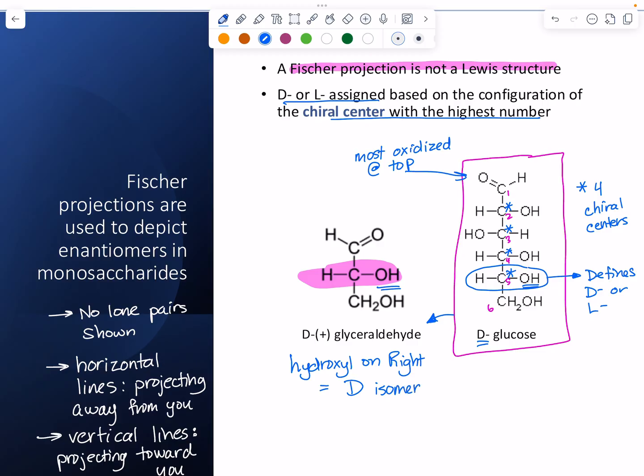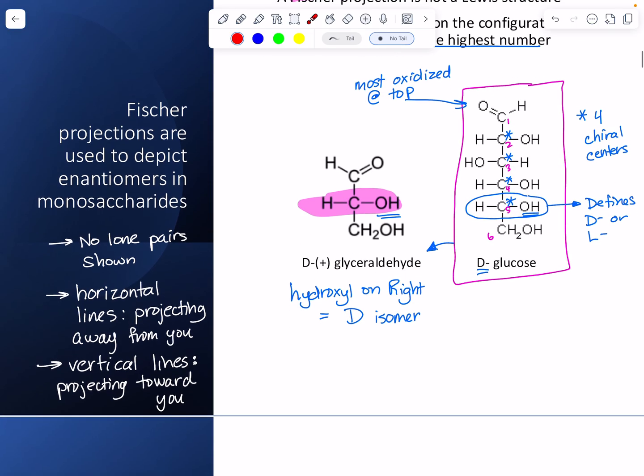So when we have more than 3 carbons, we're going to have more than one chiral center. So in the case of D-glucose, we have 4 chiral centers here. I have them numbered with their carbon number and stars next to the chiral centers. Now, it's only going to be the highest numbered chiral carbon that defines it as D or L. So this is D-glucose because the hydroxyl group is on the right. So the D or L designation is based on configuration, not the optical rotation, and it's based on comparison to glyceraldehyde.